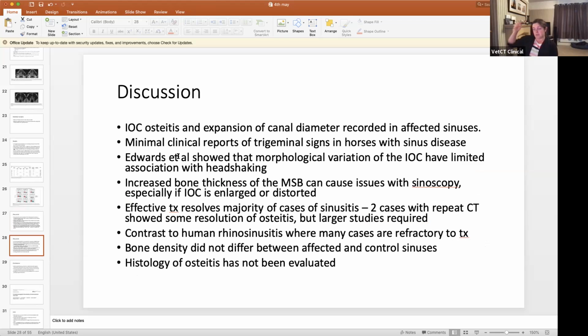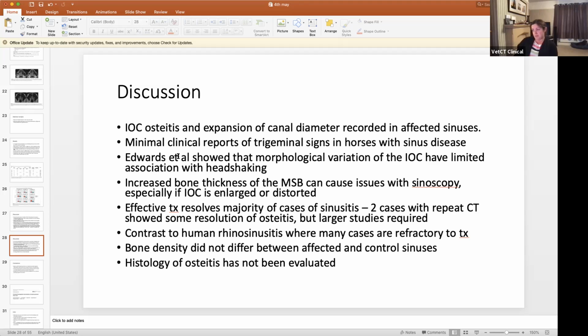So the infraorbital canal, they went on to discuss a little bit more. They discussed that there's osteitis and expansion of the canal diameter in affected sinuses. However, there's minimal clinical reports of trigeminal signs in horses with sinus disease. And I think that probably reflects that most of the modeling is on the outside of the canal. It would have been very interesting for them to measure the overall diameter and the diameter of the actual soft tissue core as well, because I don't think that is narrowed. I think the expansion happens on the outside, in how I look at them anyway.